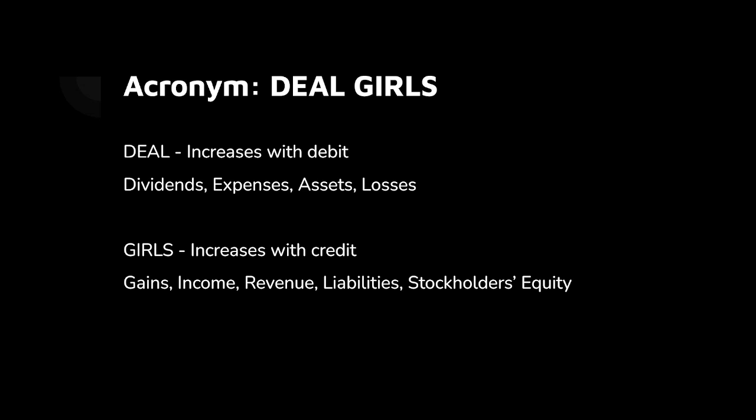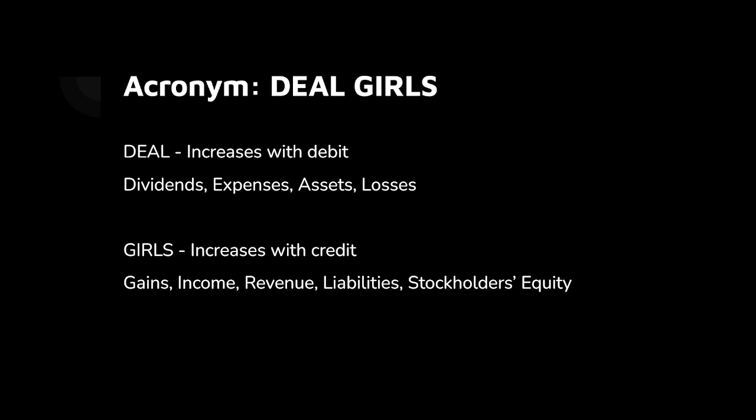The second part of this acronym is GIRLS, and these are the accounts that increase when you credit it. So if it increases with a credit, then it decreases with a debit. And this is the duality of debits and credits. GIRLS stands for gains, income, revenue, liabilities, and stockholders' equity.